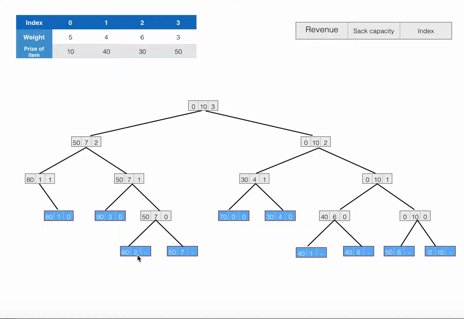Now the blue highlighted ones are the leaf nodes. We need to pick the maximum revenue node. So 80, 90, 60, 50, 70, 30, 40, 40, 50 and 0. Out of that, 90 is the biggest, and this is our result. This clearly says picking item 1 and item 3 gives me more profit, 50 and 40. So the indices are 1 and 3. Picking these two items gives me the most profit, that's 90, right? 50 plus 40 is 90. So how do we code this problem? Let's start the coding part in the next video.